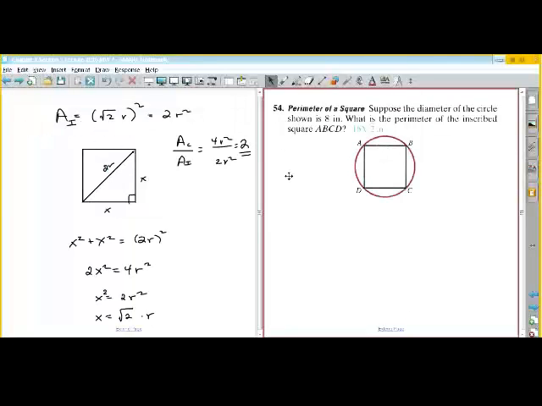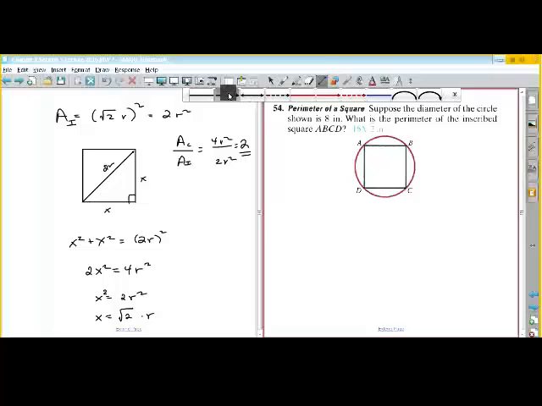Okay, this is the last one, I think. Actually, I got a couple more here. This one says, suppose the diameter of a circle is 8 inches. What is the perimeter of the inscribed square? Actually, this is very similar to the one we just did.